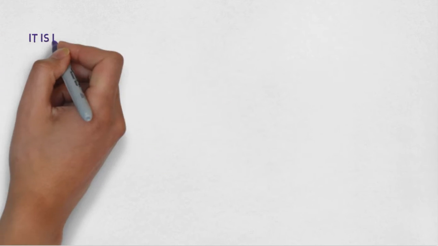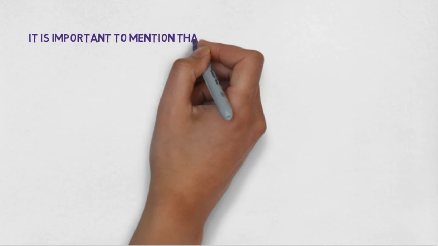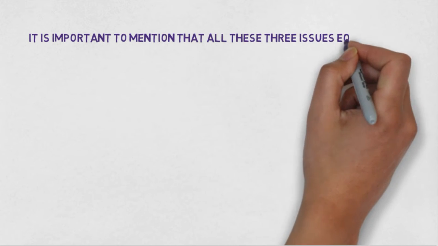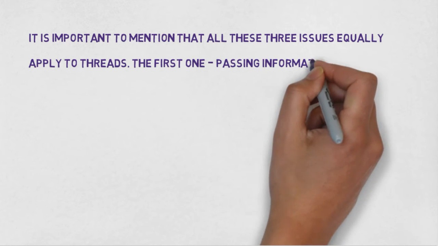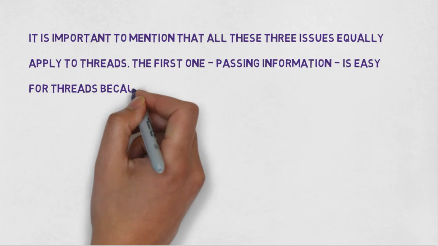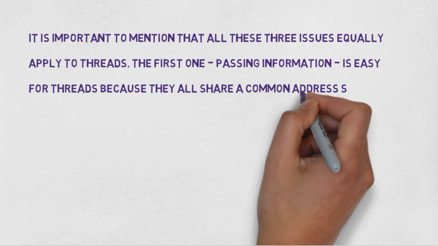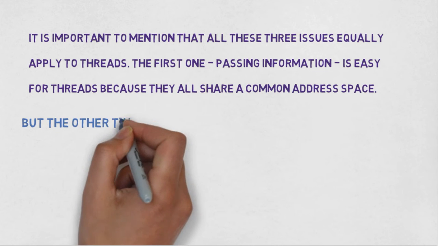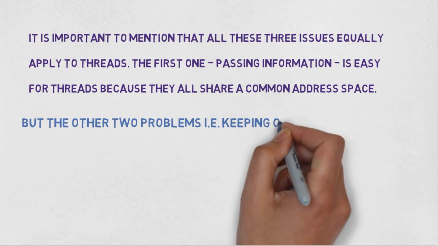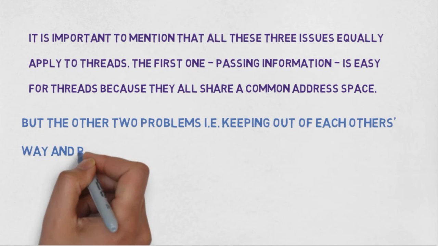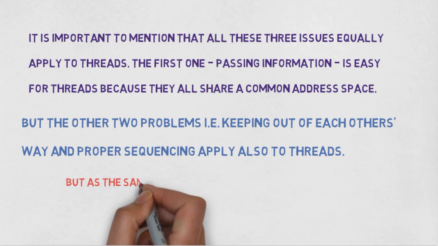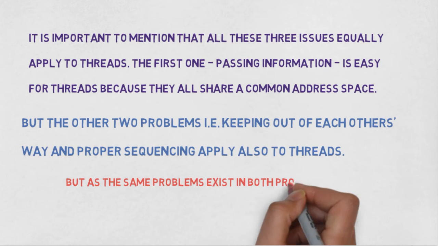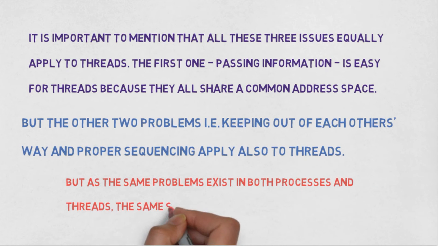It is important to mention that all these three issues equally apply to threads. The first one, passing information, is easy for threads since they share a common address space. But the remaining two problems, that is, keeping out of each other's way and proper sequencing, apply also to threads. But as the same problems exist in both processes and threads, the same solutions also apply.